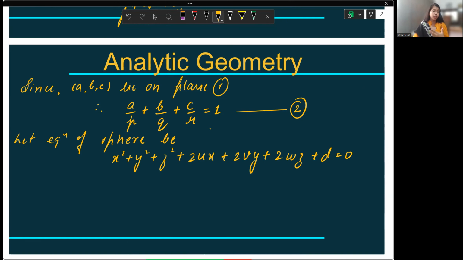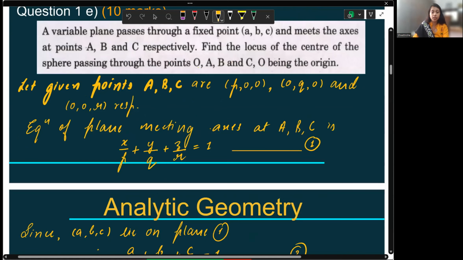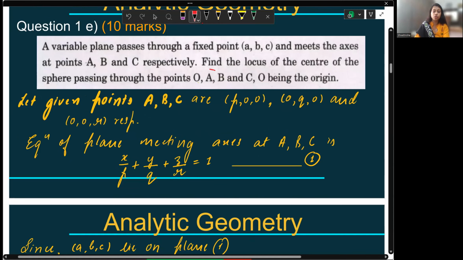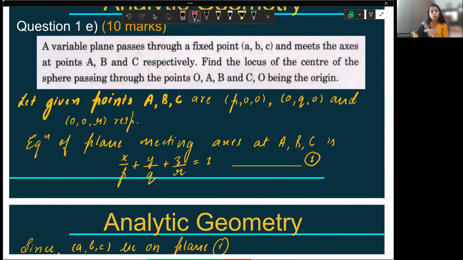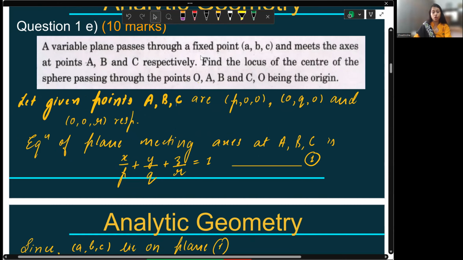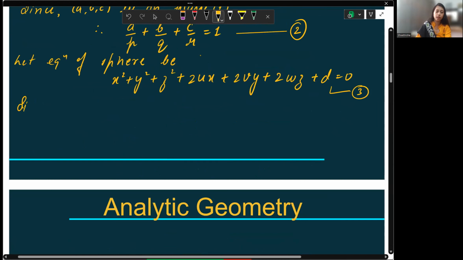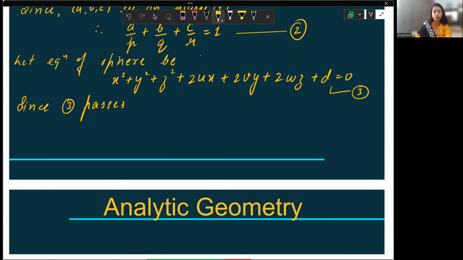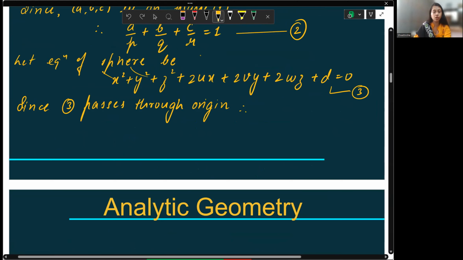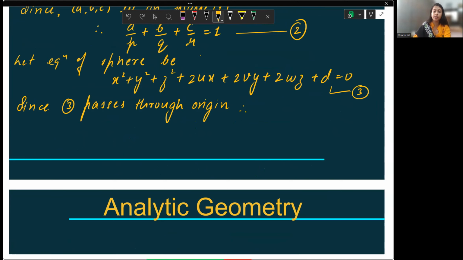Now I'm going to impose the conditions one by one. It's not any sphere. It is a sphere that passes through these 4 points. So now I'm going to use these points one by one. If it passes through the origin, I'll say this is the third equation. Since 3 passes through the origin, therefore you substitute x, y, z everywhere as 0. Left hand side should be equal to right hand side. Left hand side is d, right hand side is 0. So that means d is equal to 0.